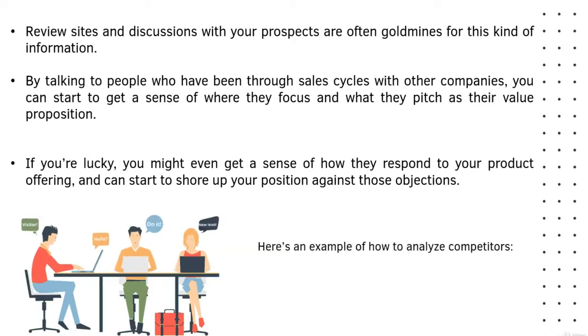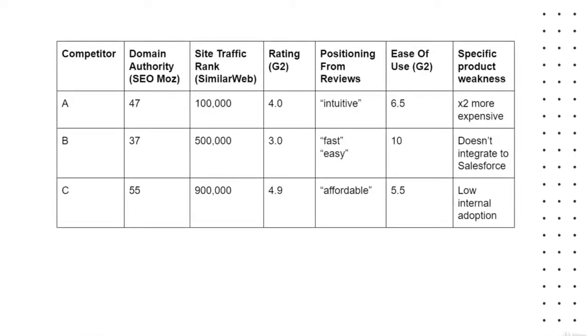Here's an example of how to analyze competitors. We have a chart with competitor, domain authority, site traffic rank, rating, positioning from reviews, ease of use, and specific product weaknesses. So in the chart, we have competitor A with 47 for the domain authority, 100,000 for traffic, 4 for the rating. Positioning, we have intuitive, and 6.5 for ease of use. And then also specific product weakness, we have 2x, which is more expensive.